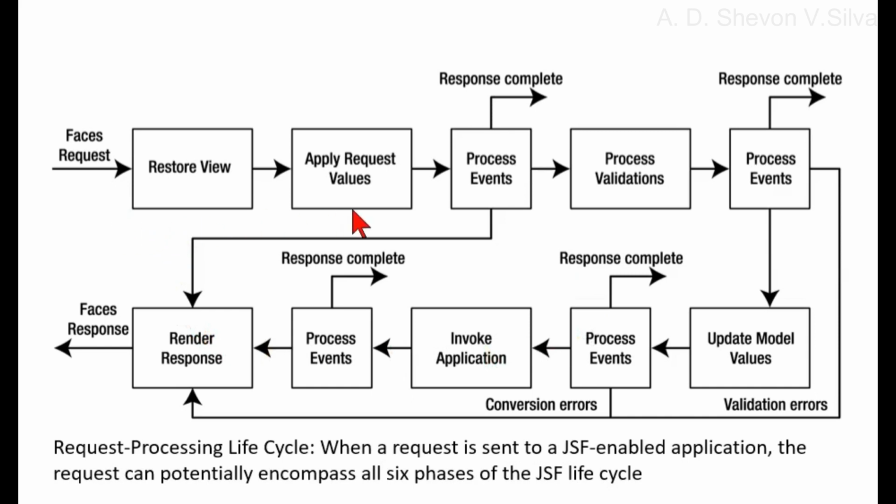Here you can see that when a request is sent to a JSF-enabled application, the request can potentially encompass 6 phases of the JSF lifecycle. In this figure, you can see a number of optional paths through the lifecycle. For example, if an error occurs during any of the phases, the flow of execution is transferred immediately to the render response phase, skipping the remaining phases.